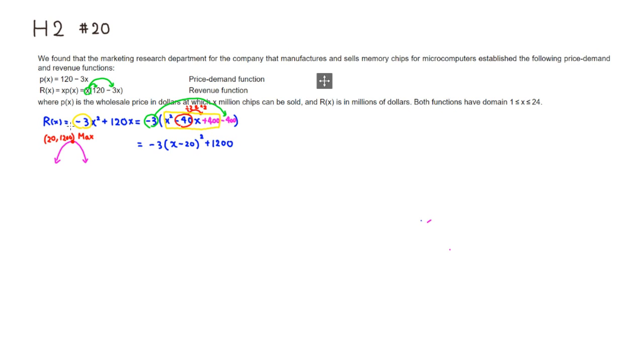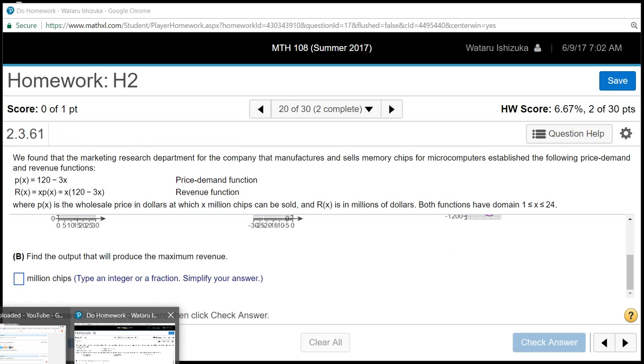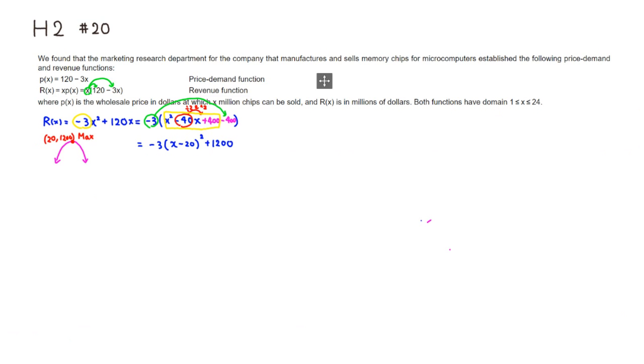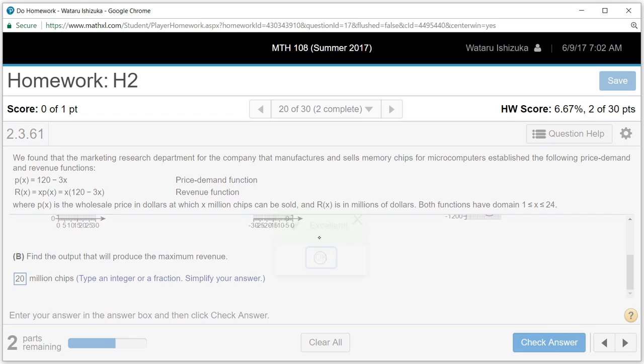Let's go back, I forgot what the question was. We want to find the output that will produce the maximum revenue. So we are looking for the x value that would be the maximum. If you look at the vertex, the vertex is 20, 1200. So x is equal to 20, so it's going to be 20 million chips. I'm going to put that 20 there and check the answer. Alright, we got that.